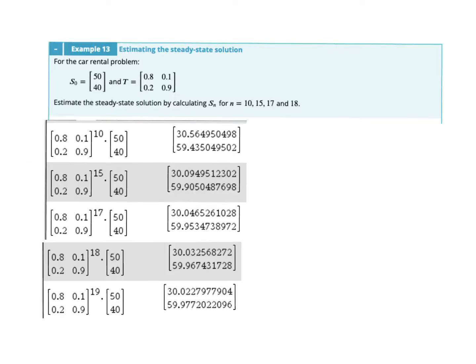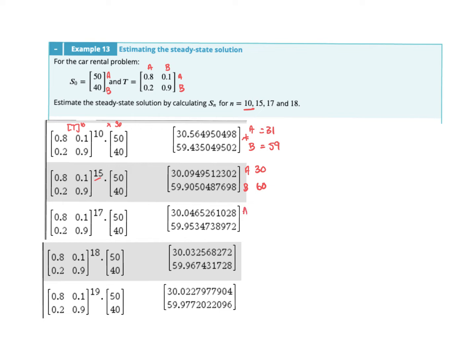Okay, so with this one, this was the car rental place, and you had 2 locations. We have forgotten, obviously. We're going to say location A and location B. So this was A, B, A, B here. And it says estimate the steady state solution by calculating what happened on, say if this was week to week for the car rental, so week 10. So I've popped in here, here's the transition to the power of 10 times our original, and we got here. So at venue A, we'll round that up, we've got 31 cars, and at B we've got 59 cars. So then if we do day 15, we see A and B, we've got 30 and 60, so that's still changing.